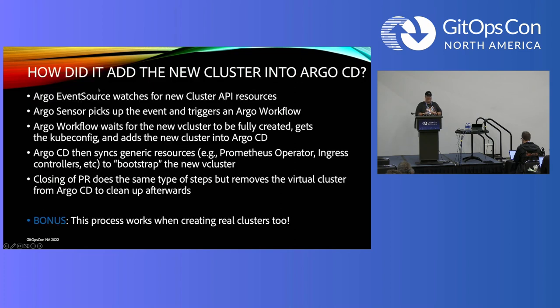So how does it actually get this into Argo CD? We saw it happen, but what's kind of the more in-depth flow? What happens is you have the Argo Events event source. What that does is watch for a Cluster API resource to be added. The Argo sensor watches for that, picks up that event, and then triggers an Argo workflow. That Argo workflow sits there and polls for that vcluster to be fully created to that provisioned state that we saw. Once that's there, it gets the kubeconfig. Once it has the kubeconfig, it's able to connect to that cluster and to the Argo CD server, and add the cluster to Argo CD. It's then able to sync those resources like we saw, and now that cluster's been bootstrapped.